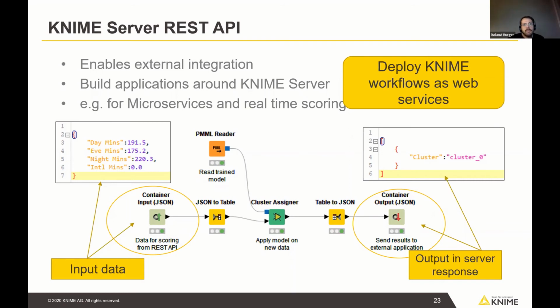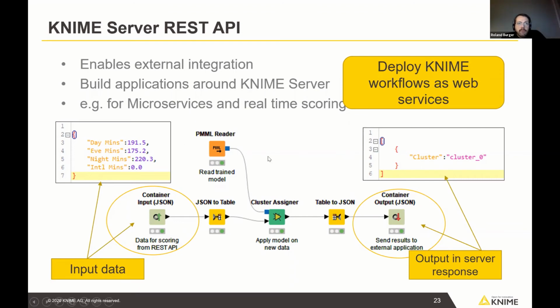So basically, KNIME Server REST API, very, very powerful tool, allows you to integrate the server with any application that can communicate via REST. So you can build applications around KNIME Server. You can deploy KNIME workflows as web services. For example, real-time scoring is a very common use case here. Let's see a quick example here actually.